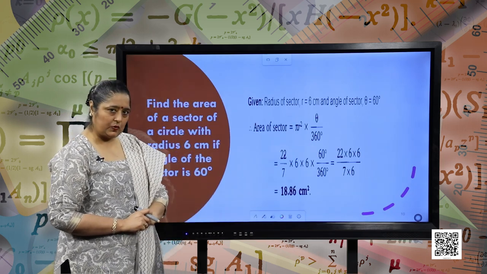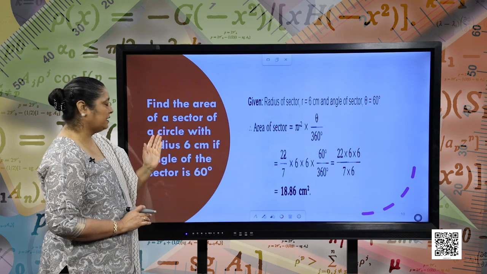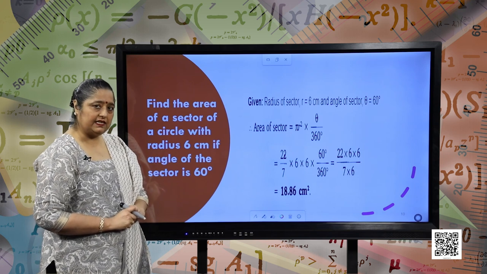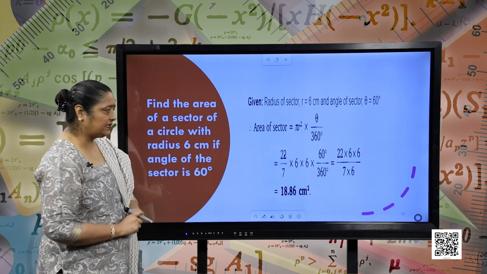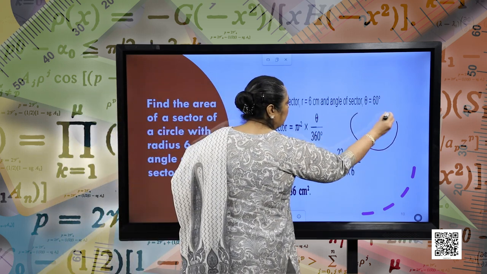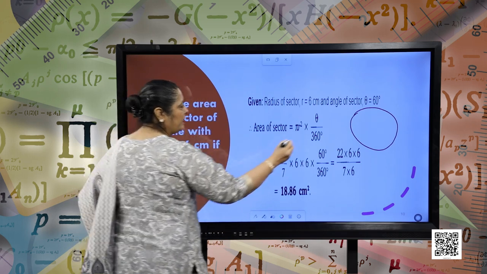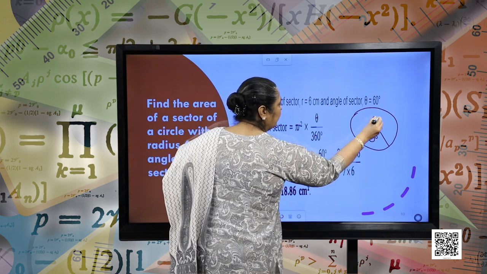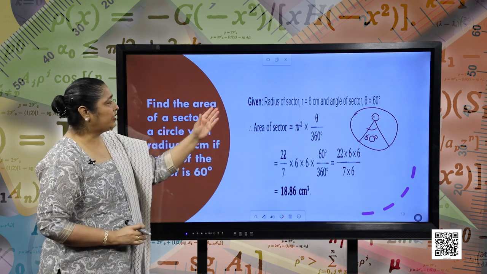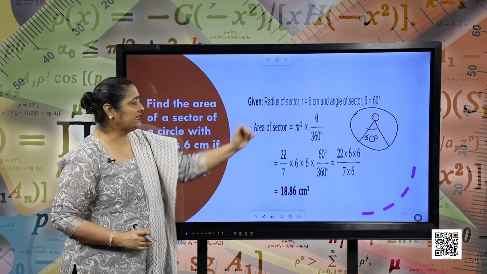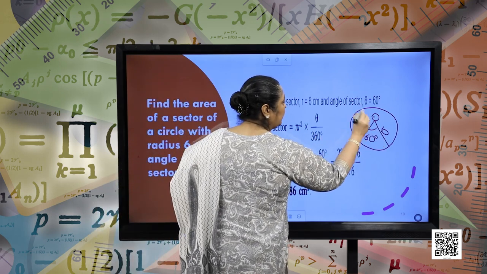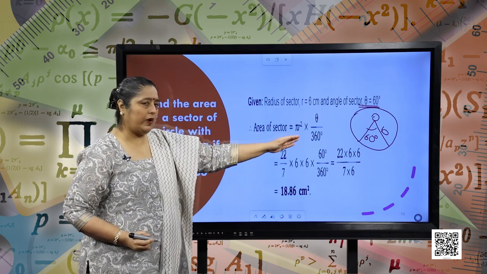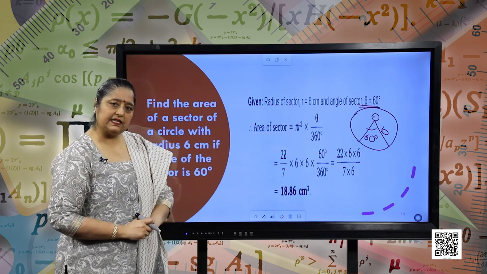Let us move to our next question. Find the area of the sector of the circle with radius 6 centimeter if angle of the sector is 60 degree. Here the angle of the sector is given as 60 degrees. So, let me draw a circle. This is the circle, and we have a sector wherein the angle is given as 60 degree. This is the center O. Now, given the radius of the sector is 6 centimeter, and theta is given as 60 degree, then area of the sector is given by pi r square into theta divided by 360.